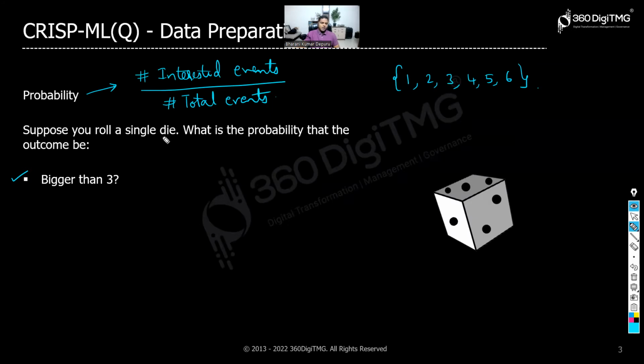If the question is, if you roll a single die, what is the probability that the outcome would be bigger than 3, that is, greater than 3? What are the different values greater than 3? You have 4, 5, and 6. You have 3 values, so the number of interested events will be 3, divided by the total number of events. In total, how many events do we have here? 1, 2, 3, 4, 5, and 6. And this would be 1 by 2, or 0.5.